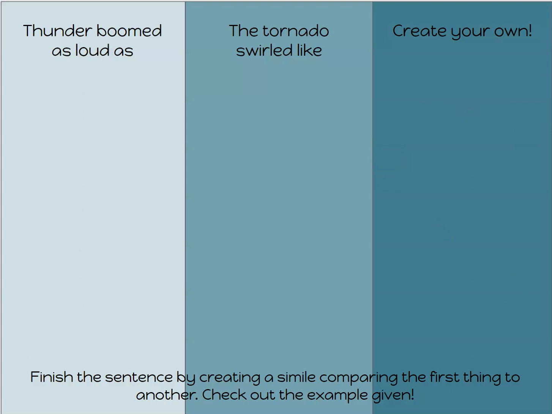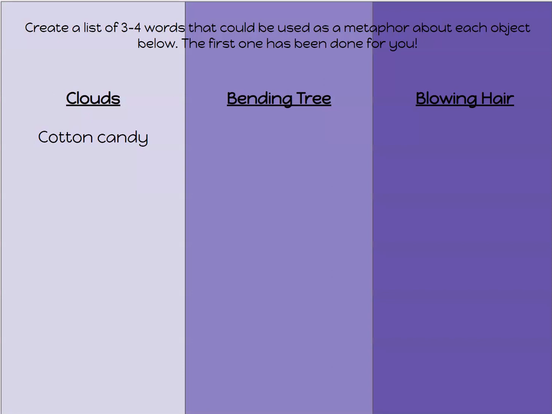Okay? And then that last slide you're going to complete is practicing with metaphors. Now this time, instead of writing the whole metaphor, I want you to create a list of 3 to 4 words that could be used in a metaphor about each object. So if I am going to compare clouds to something, I might say cotton candy. Okay, and so you're going to list 3 to 4 different things that you could compare clouds, a bending tree, and blowing hair. And then you'll submit and you will be done with your reading today. I hope you're enjoying Night of the Twisters so far.